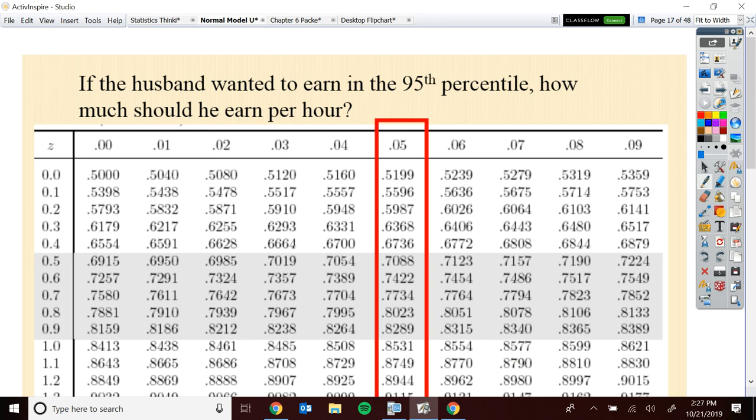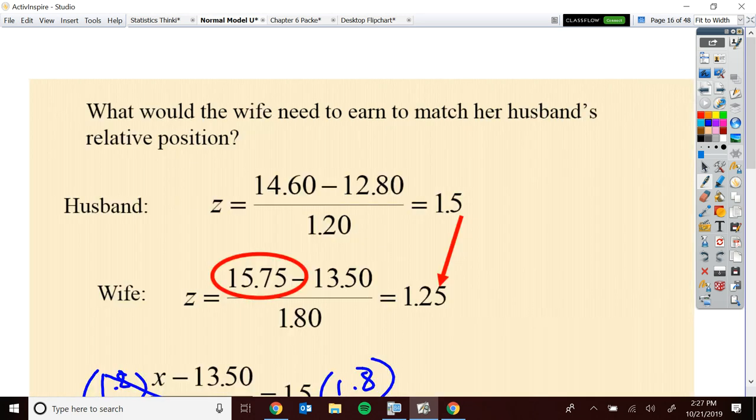The husband says, whoa, the wife's at the 93rd percentile, so I better beef it up here and get stronger on that. So I'm going to be in the 95th percentile. If you're going to be in the 93rd, I want to be in the 95th. So if that's the case, then he's no longer going to be at 1.5 standard deviations up anymore.